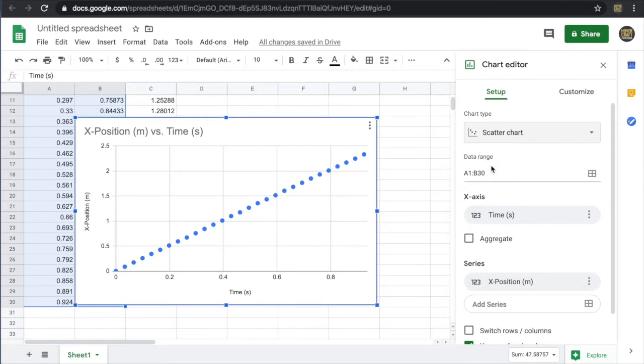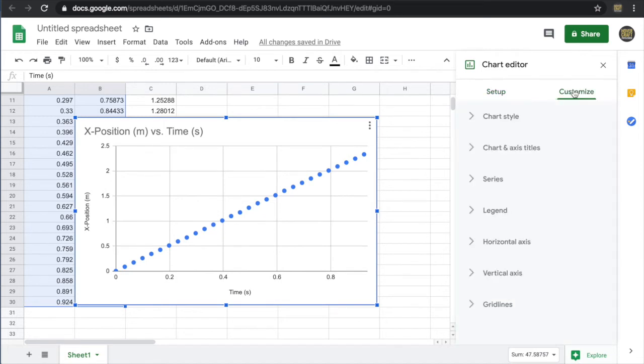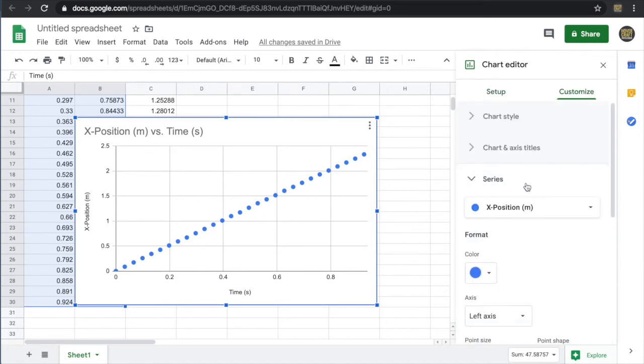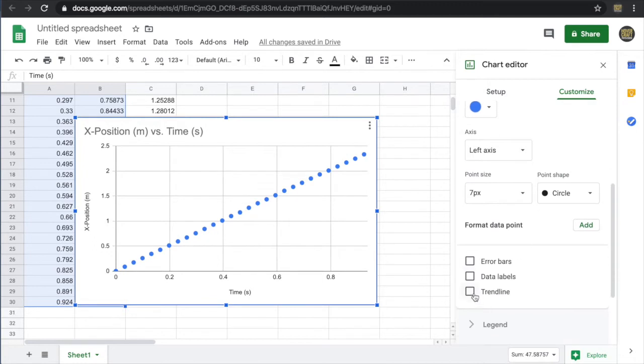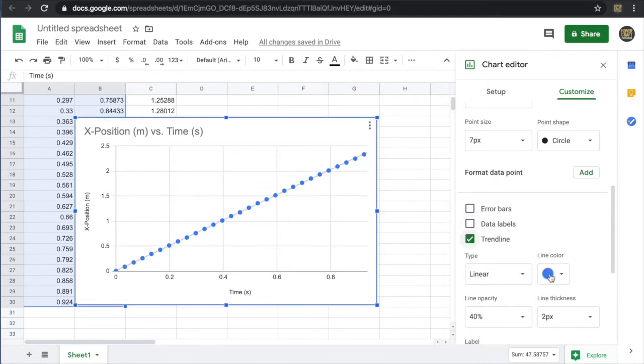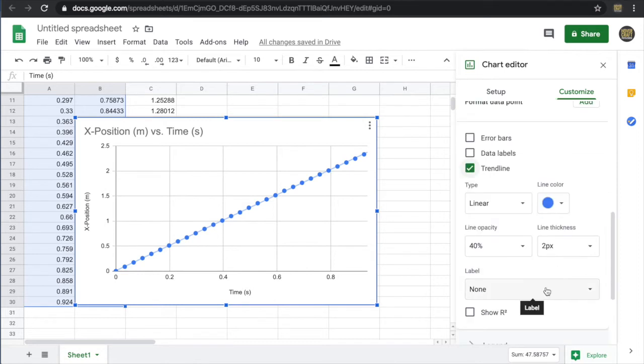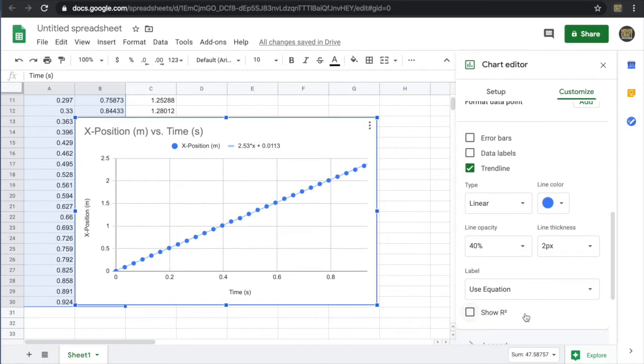But if I want to get the trend line, I'm going to go to the Customize option, go to the Series tab, and scroll to Trend Line. It puts a linear trend line on there by default, which is what I want. I want to see the equation of that line so I can make a mathematical model, and so I choose Use Equation. That's listed here. It says 2.53 times x plus 0.0113.